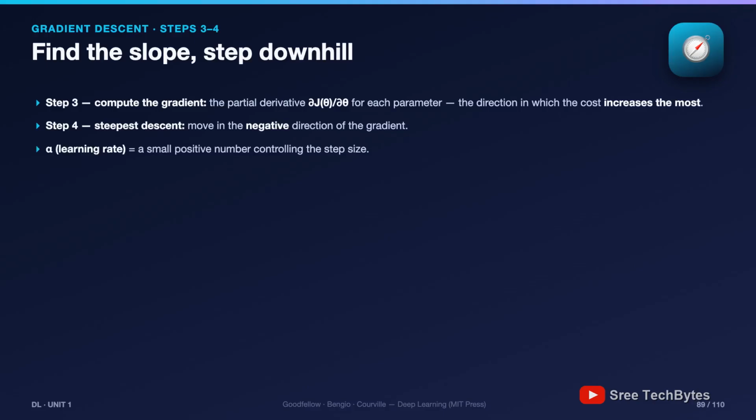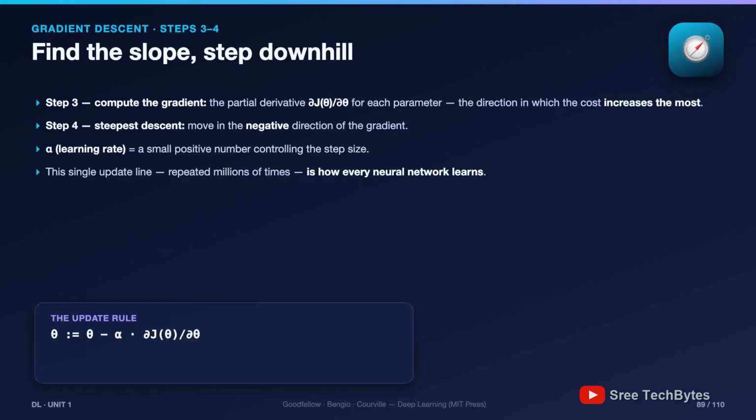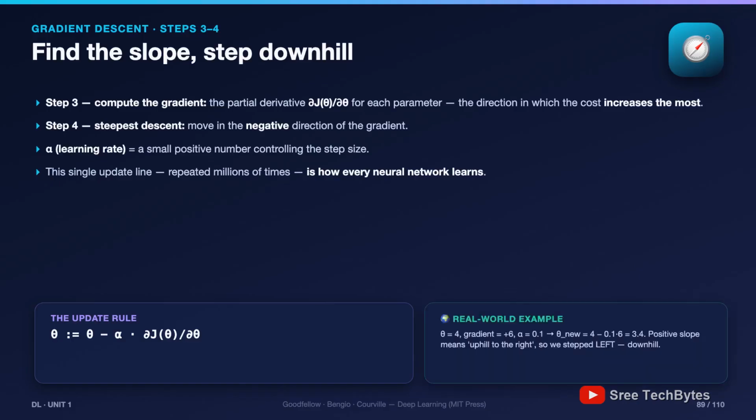The gradient points uphill. We want down, so we subtract. Concrete numbers: theta is 4, the gradient is plus 6, uphill is to the right, alpha is 0.1. New theta: 4 minus 0.6, 3.4. We stepped left. Downhill? Correct. Alpha, the learning rate, is a small positive number controlling the stride. And that's it. That one line, repeated millions of times, is how every neural network learns. Backpropagation, next unit's star, is merely the clever bookkeeping that computes these gradients fast. The learning itself, you just saw all of it.